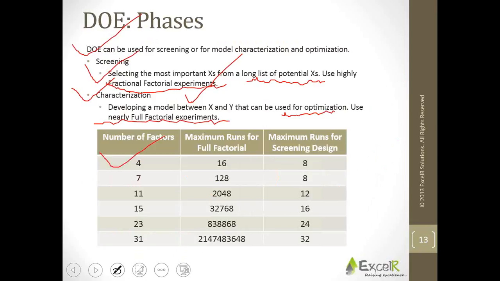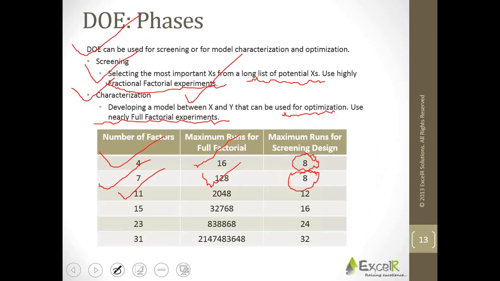Look at this for an example. Number of factors, if we have 4, the maximum runs for full factorial would be 16. The maximum runs for screening the design, just checking whether the design is good or not, is 8. Number of factors is equal to 7. If it is 7, the maximum runs for full factorial is 128. Maximum runs would be 8.